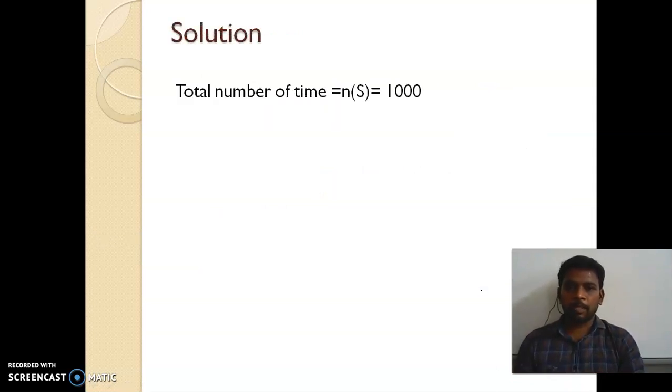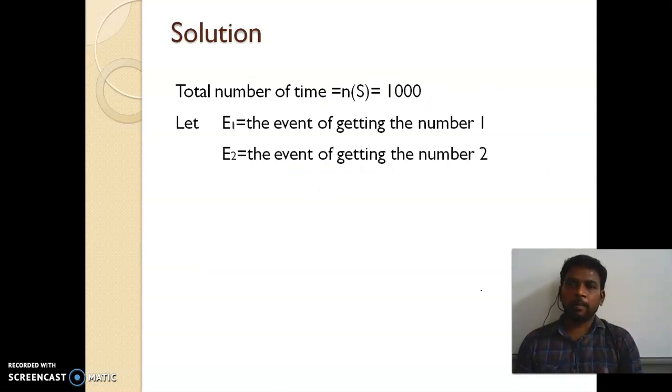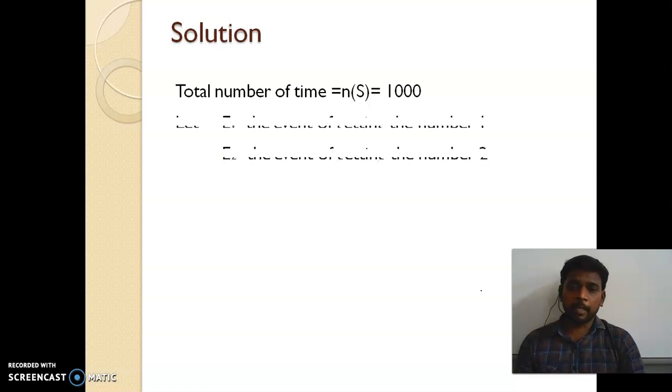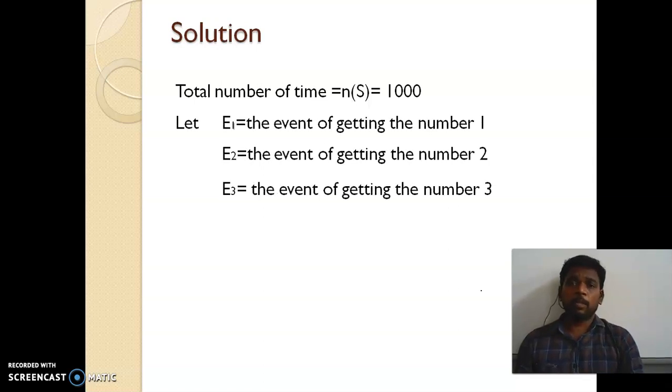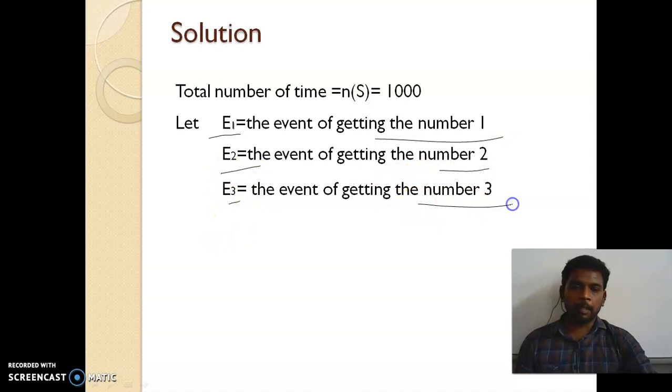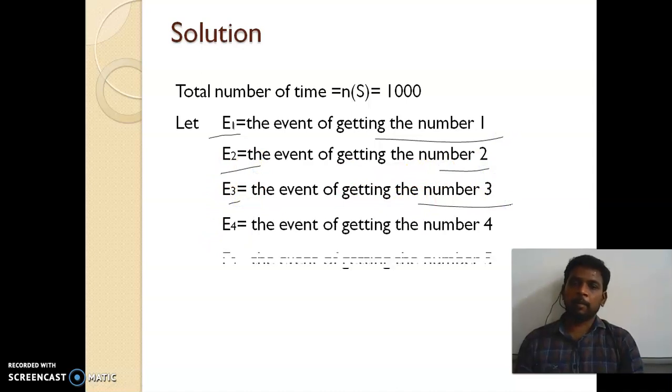So that is the procedure. First we find n(S), that is 1000, totally given. After that we have to define the events. Totally 6 events are there, 6 numbers are there. So E1 equals, what is E1? That is the proper way of writing the answer. E1 is the event of getting number 1, E2 is the event of getting number 2, E3 the event of getting number 3, and likewise the events of getting number 4, number 5, number 6.